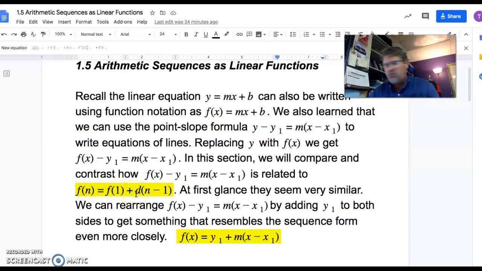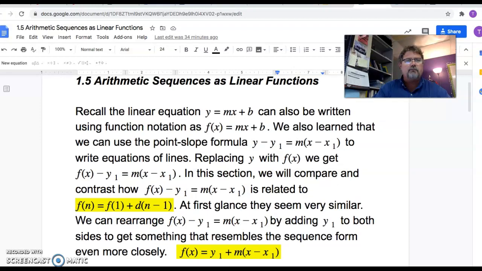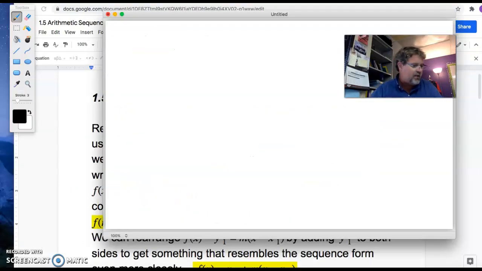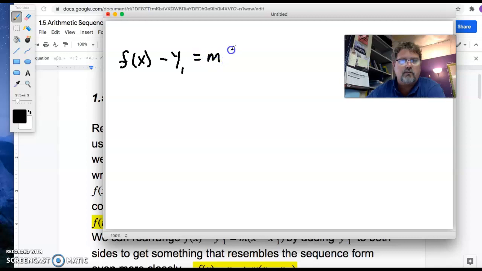Now, I want to show you what I've done. I'm not getting super deep in any kind of algebra right now. I just want to show you how I came up with that formula. It's really, really simple. So I started by saying, look, this is my point-slope formula, right? And all I've done is replace y with f of x, just like we said we could do with f of x notation. Then I want to add this to both sides of my equation.